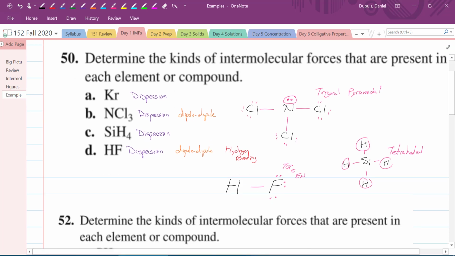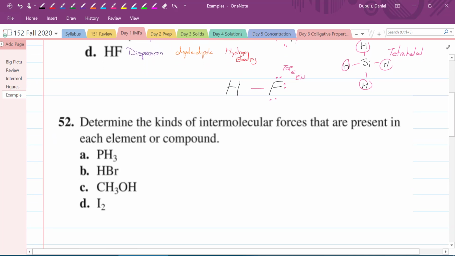So let's try 52. Same question. Determine the kinds of intermolecular forces that are present in each element or compound. So all of them now, since it's molecule, molecule, molecule, molecule, and how do I know it's a molecule again? Because it's above the stairs, or hydrogen, right? It's all nonmetals and hydrogen. So all of these will have dispersion forces. All of them have dispersion forces.